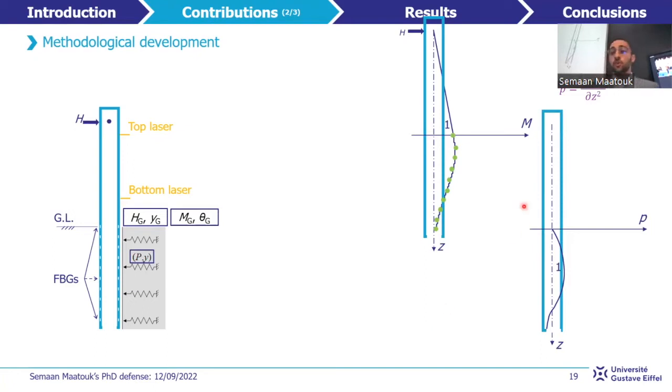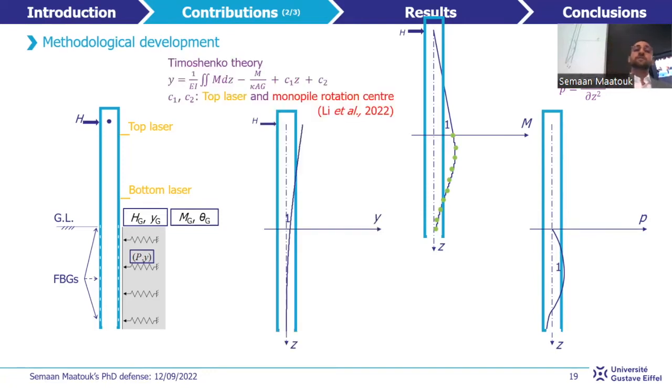So once the profile of the bending moment M is determined, on one hand, the profile of the soil reaction P is obtained by double differentiation of the moment MP due solely to the soil reaction P, which is deduced from the total moment M as described later. And on the other hand, the profile of the horizontal displacement Y is obtained by double integrating the profile of M using this equation after modeling the monopile with Timoshenko theory, with the two integration constants determined from the measurement of the higher laser and from the rotation center identified by using an incremental method developed by Lee.